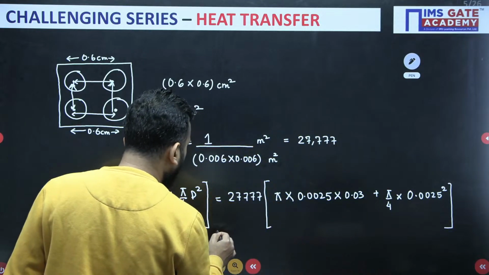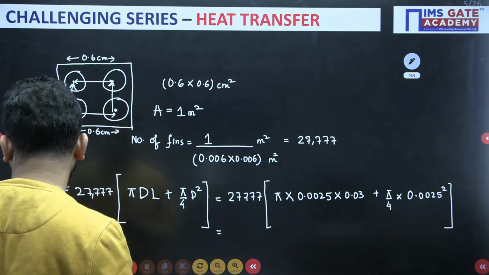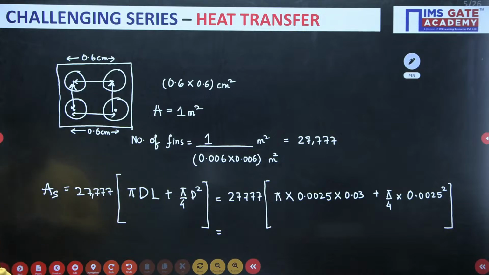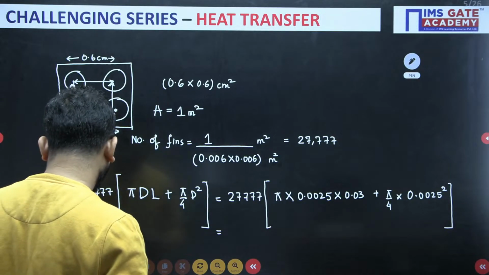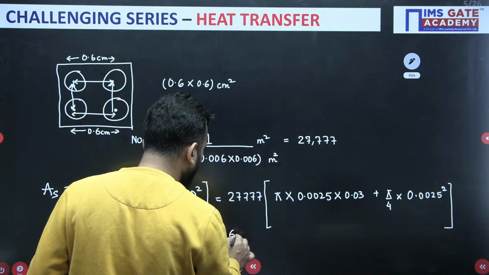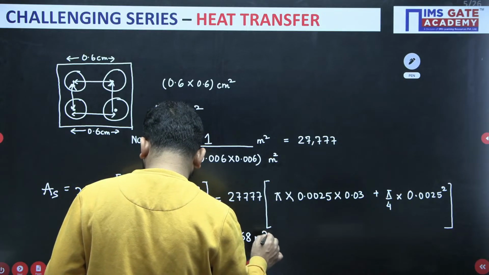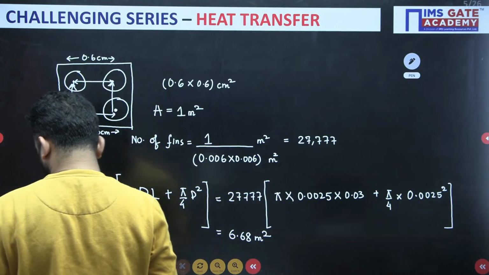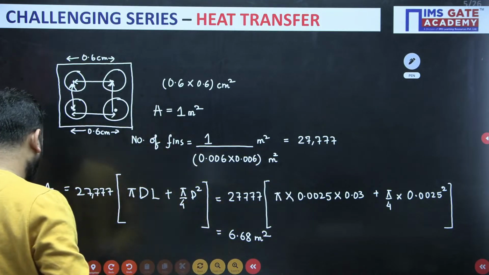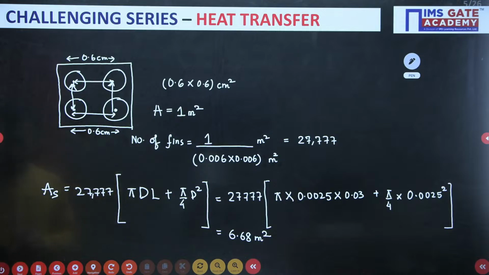So what is this area coming out to be? Total surface area. This area is coming out to be 6.68 meter square.